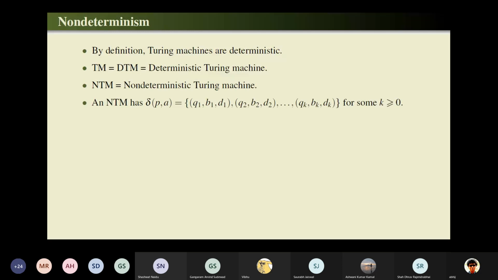As usual, each NTM has a transition function of this form. In state P, reads A. There are multiple possibilities. We go to state Q1, replace A by B1, move in direction D1, and so on. There are K possibilities for some K greater than or equal to 0. If K is 0, the machine is stuck, exactly as it happens for PDA or NFA.